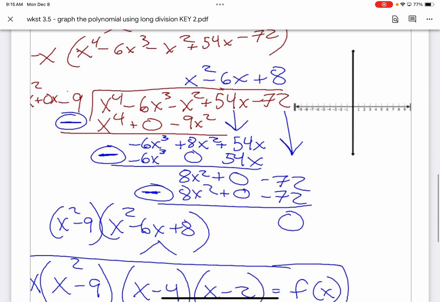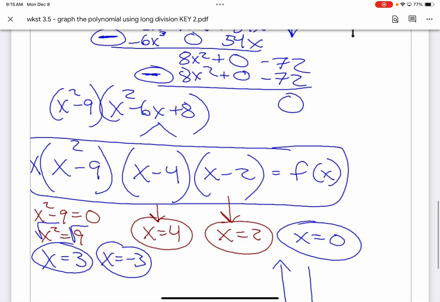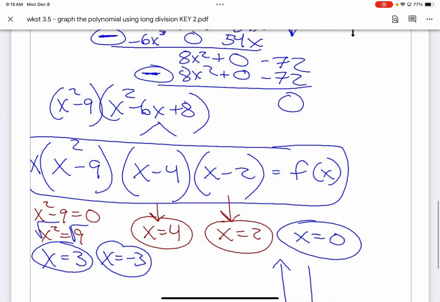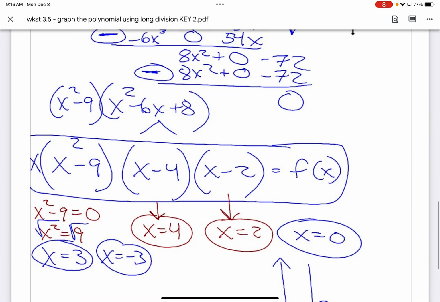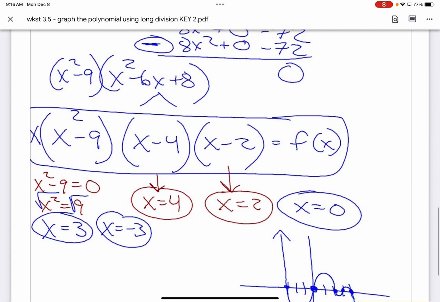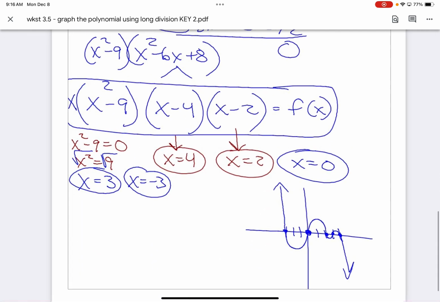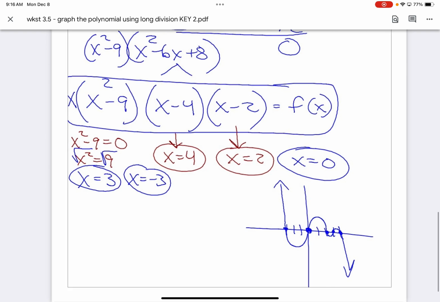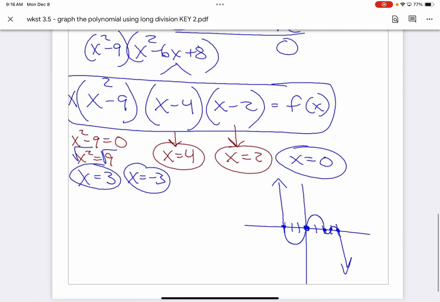Both of those factor. X squared minus 9 is called difference of squares. It's just x plus 3, x minus 3. Or you can square root and get the same thing. Okay, and then we have those from the other version. Okay, factored form adds an x in there. And then here's your graph. Kind of a cool graph.